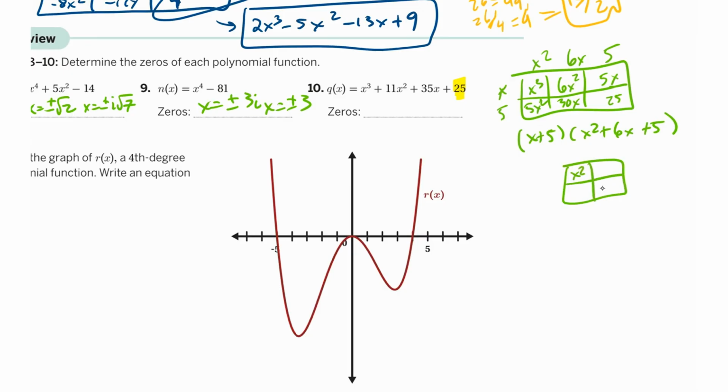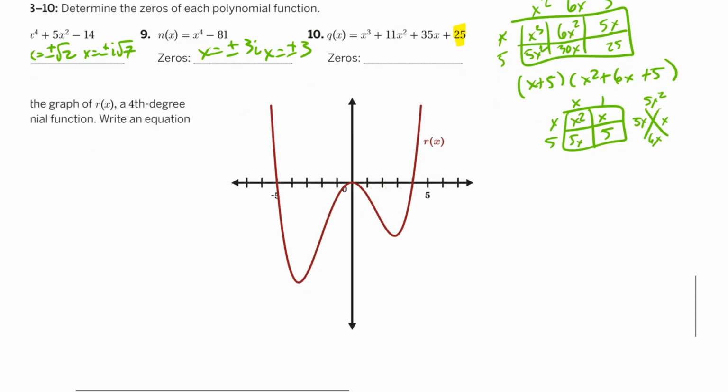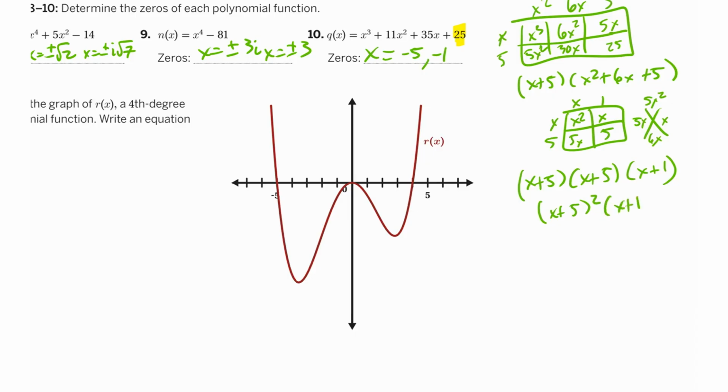First term, first box, last term, last box. 6x has to be broken up into 2 things that multiply, which will be 5x and x. And so I factored it and I get x plus 5, and x plus 1. And so my solutions here are just whatever makes those 0, which would be negative 5 twice. So it's got a multiplicity of 2 and negative 1. Because again, this is like x plus 5 squared, and then x plus 1. A little bit tricky one on the number 10 there.